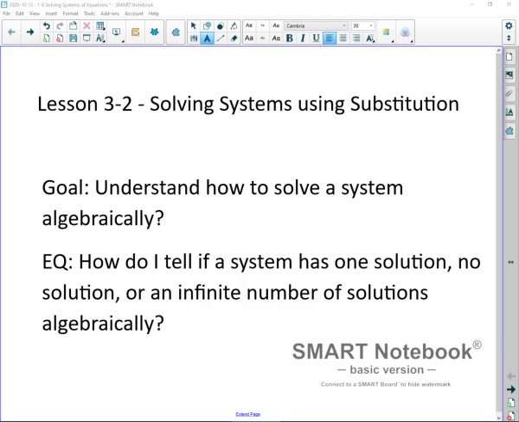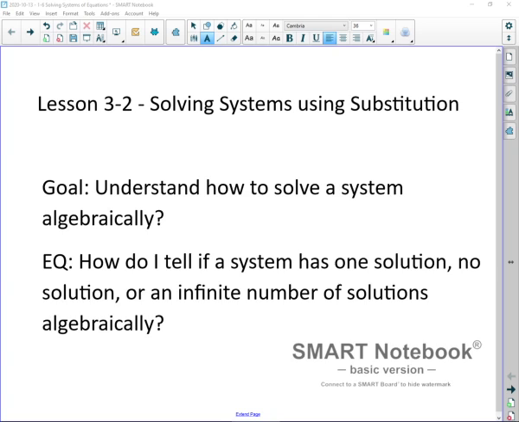Hey everyone, so this is lesson 3-2 in Algebra 1. So today we're going to be talking about how to solve systems of equations using substitution. So our goal is to just understand how to do this. This is what's called an algebraic solution. It's not a graphing solution, so we just solve it using algebra. So we call that solving it algebraically.